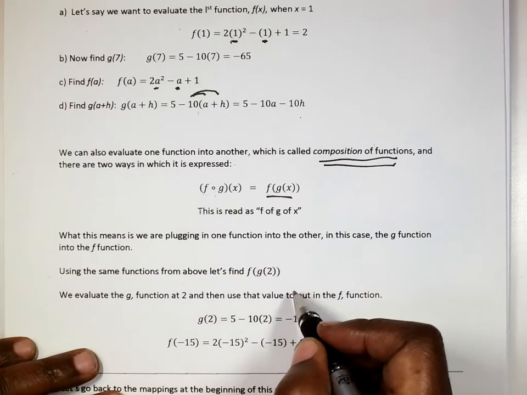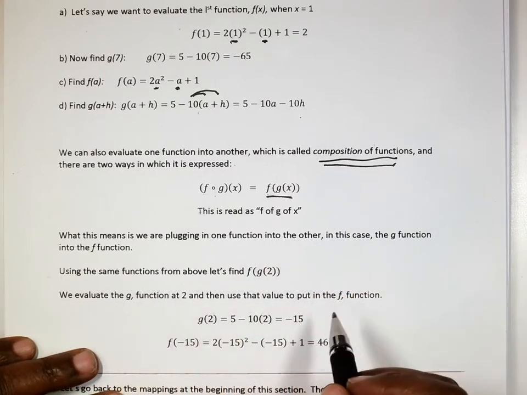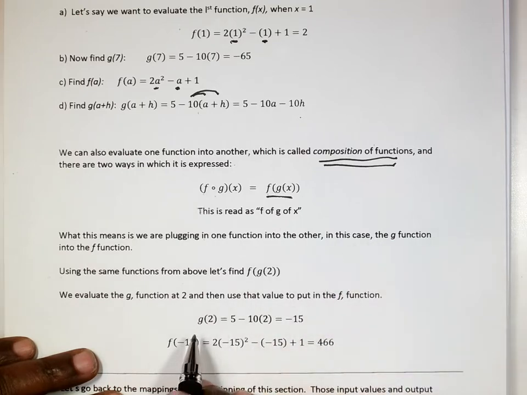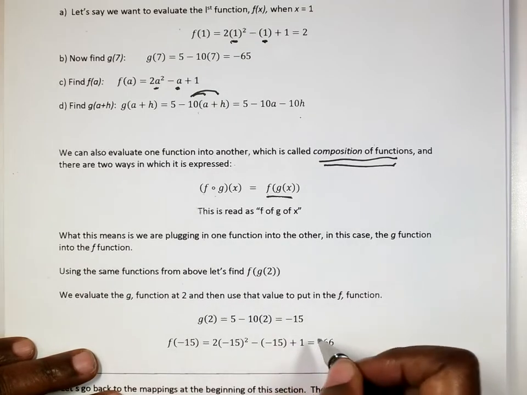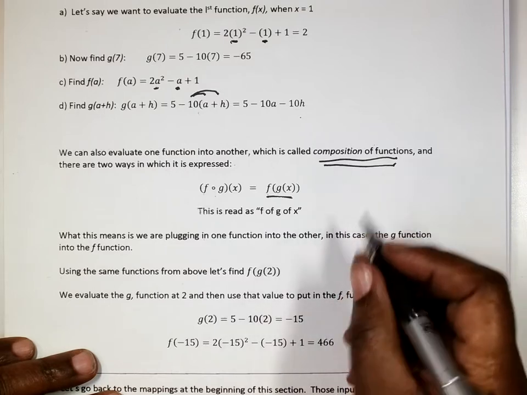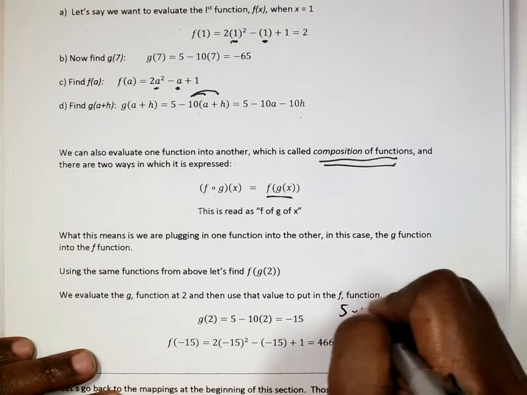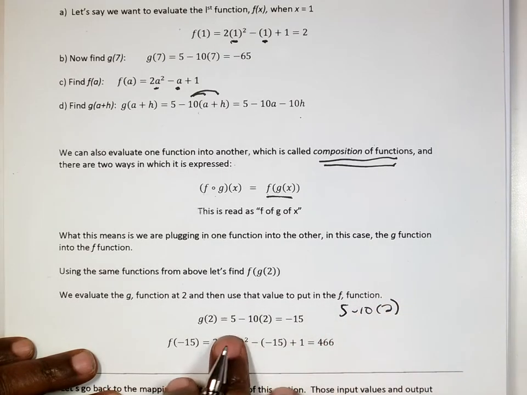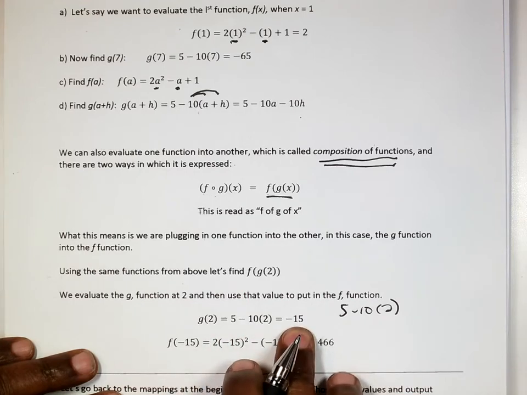So we're still using the equations from above, and we want to find f of g of 2. I can either plug in the g function first, or I can plug in the g of 2 first and then plug it into the f. That's how I typed it out here for you. So the g function was 5 minus 10x, and for that x, we're plugging in 2. So we get 5 minus 10 times 2, or 5 minus 20, and that's a negative 15.